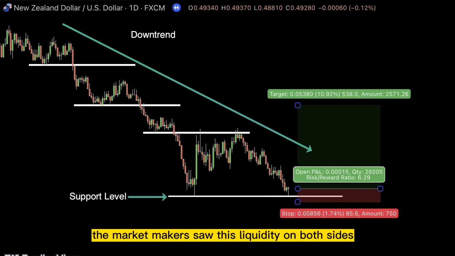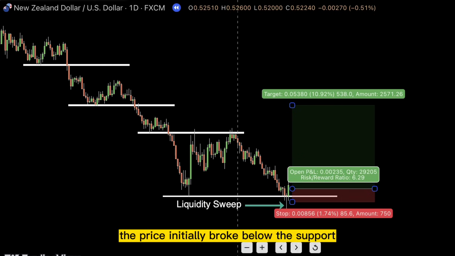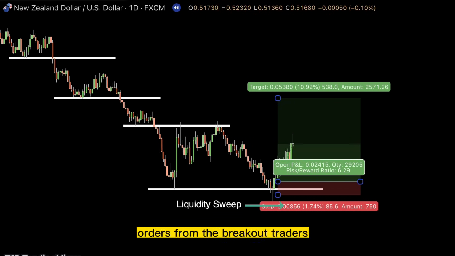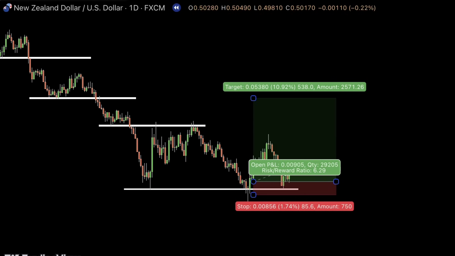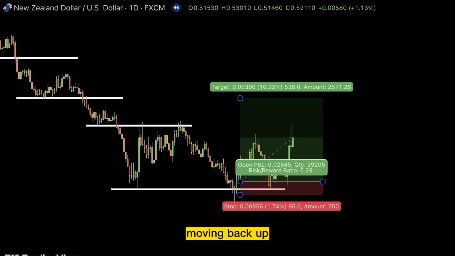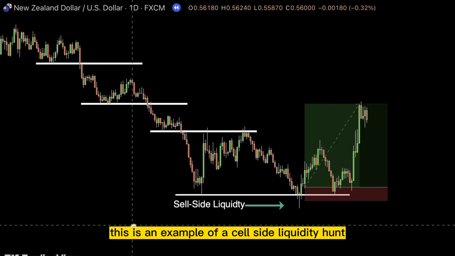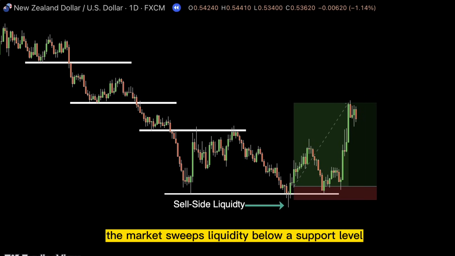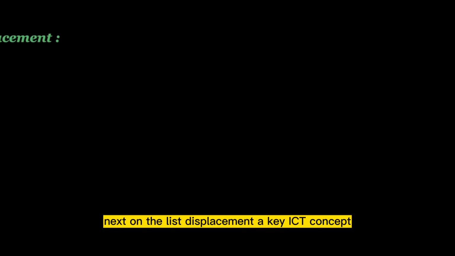The market makers saw this liquidity on both sides. The price initially broke below the support, triggering the stop losses of the long traders and activating the sell orders from the breakout traders. But instead of continuing lower, the market reversed direction, moving back up and hitting the stop losses of the breakout traders. This is an example of a sell-side liquidity hunt, where the market sweeps liquidity below a support level before reversing sharply to the upside.